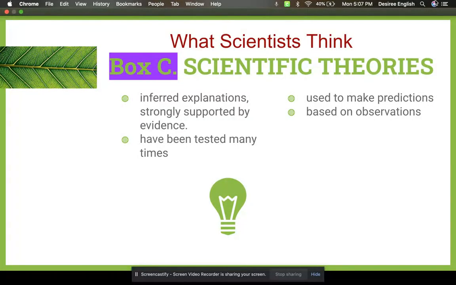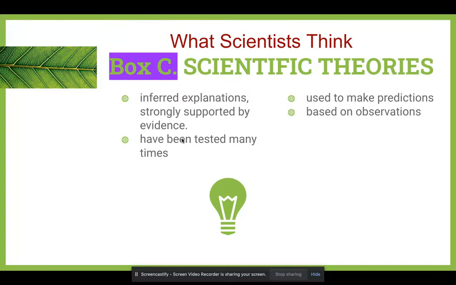Box C, what scientists think of scientific theories. You're going to put down these 4 bullets on box C on the right-hand side. Scientific theories are inferred explanations strongly supported by evidence. Just because something isn't a scientific theory, it's not like when you go, oh, I have a theory, or you have an idea. For something to be considered a scientific theory, it basically means that all scientific evidence up until this point points to this to be true. It is referred to as a theory because at the end of the day, there is no Earth handbook that gives us the answers.